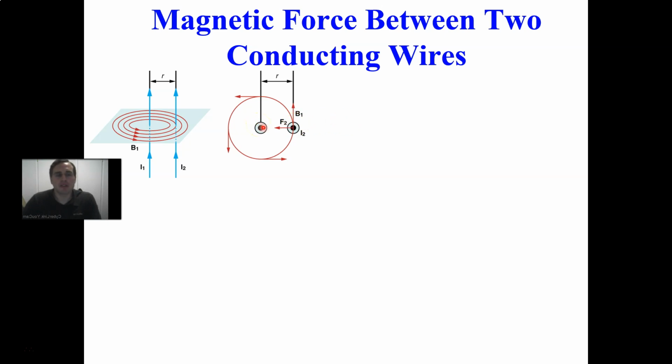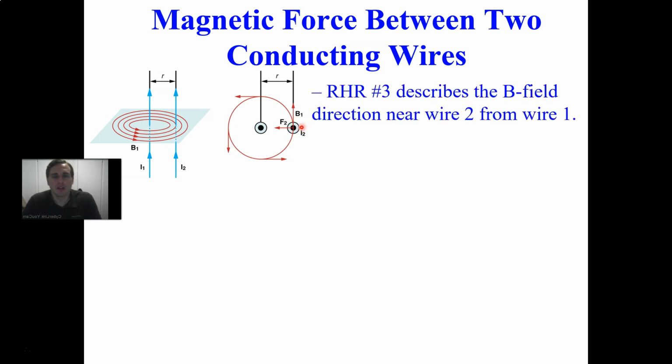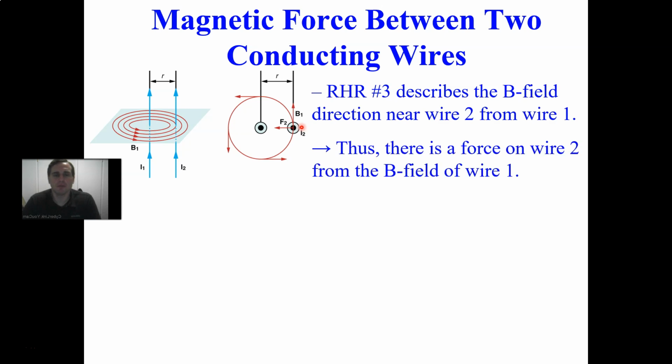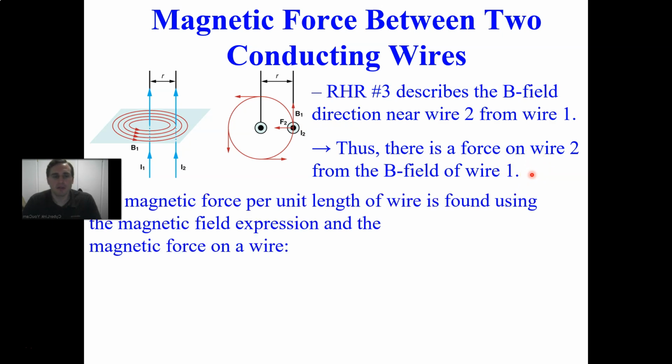Now if you work out the same sort of thing for wire 2's influence on wire 1, then you also find that the force is towards wire 2. That's actually a statement of Newton's third law. So, right-hand rule 3 describes the magnetic field direction near wire 2 coming from wire 1. Thus, there is a force on wire 2 from the B field of wire 1.